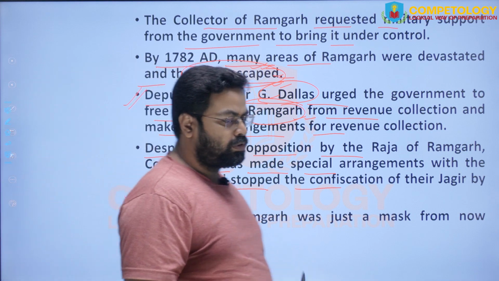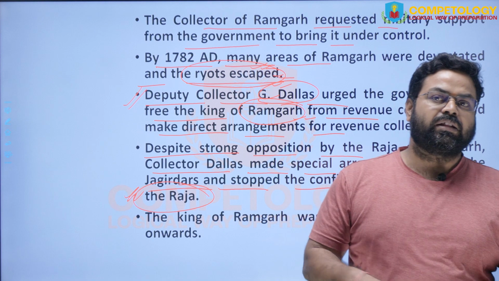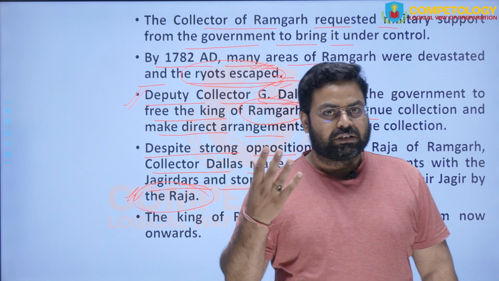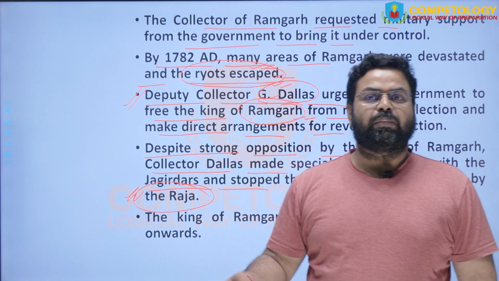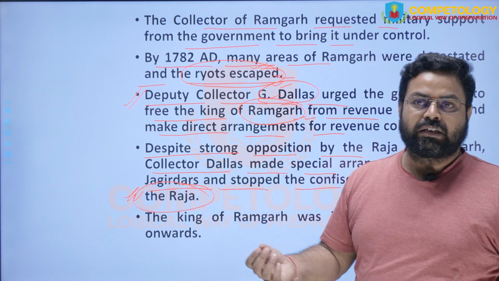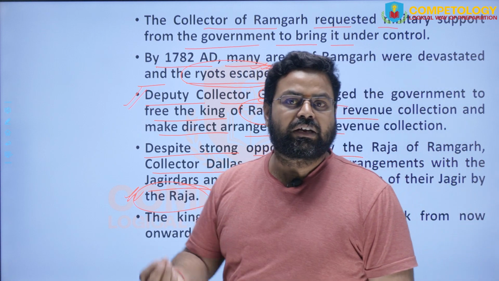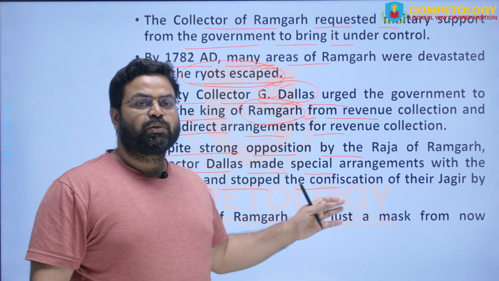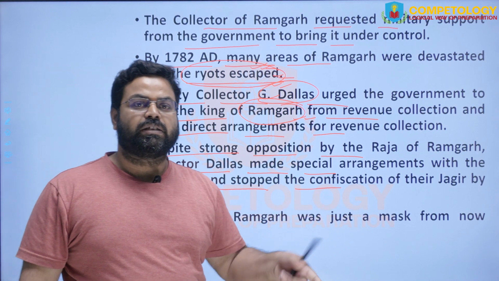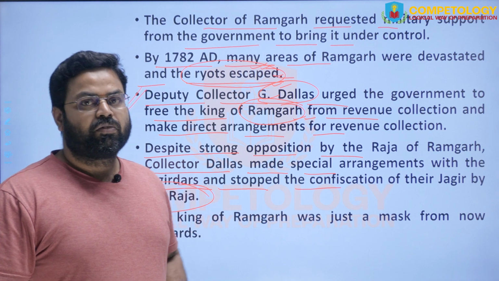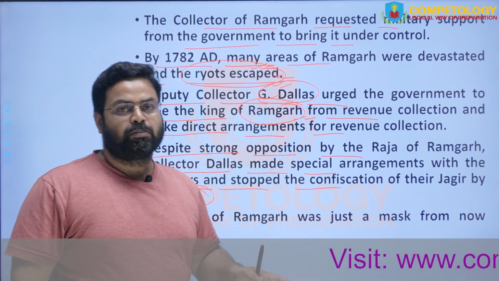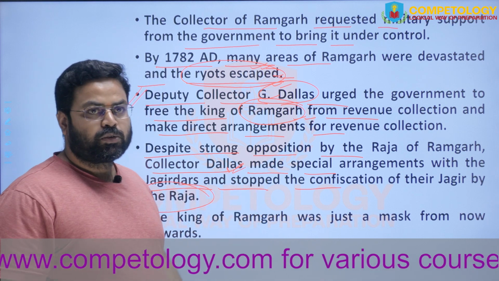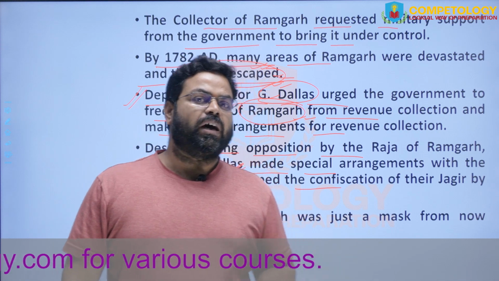So whichever Jagirdar was unable to pay the revenue to the king, the Raja, the Jagirs of those Jagirdars were being confiscated by the king, that is Parasnath Singh, for the non-payment of the revenue, the lagan or the tax. And this process of confiscation of the land, the Jagirs, by the king was banned, was stopped by the deputy collector G. Dallas, and he made a special arrangement to collect the revenue directly from the Jagirdars.